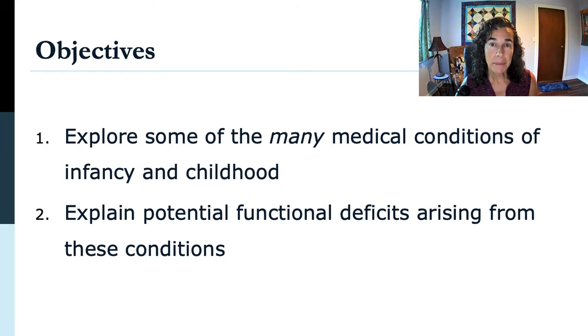see. Now, the expectation is that as you learn about conditions, you're also going to be learning about how to get information and research conditions on your own so that you can gather some of this information yourself. But this will be a really great foundation, I hope. The second objective is to explain potential functional deficits arising from these conditions. So we look at the conditions, but then we need to pair it with what's happening with a particular child. So that's also very important, is that integration and synthesis.